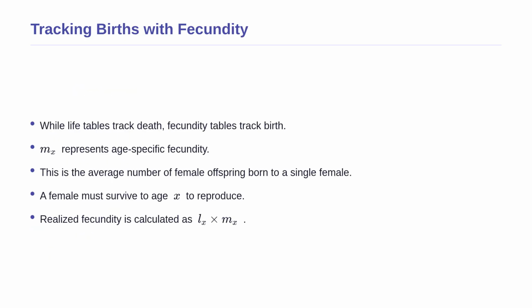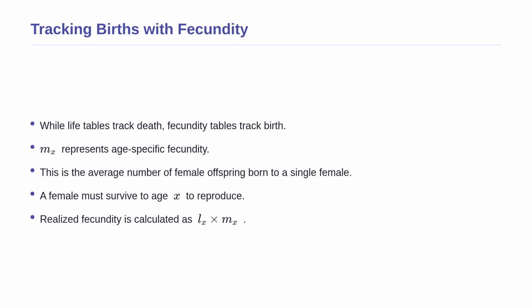We have thoroughly examined survival and death. But what about new life? While a life table tracks death, a fecundity table tracks birth. Here, we introduce a new variable, mx, which represents the age-specific fecundity. This is the average number of female offspring born to a single female during a specific age interval.